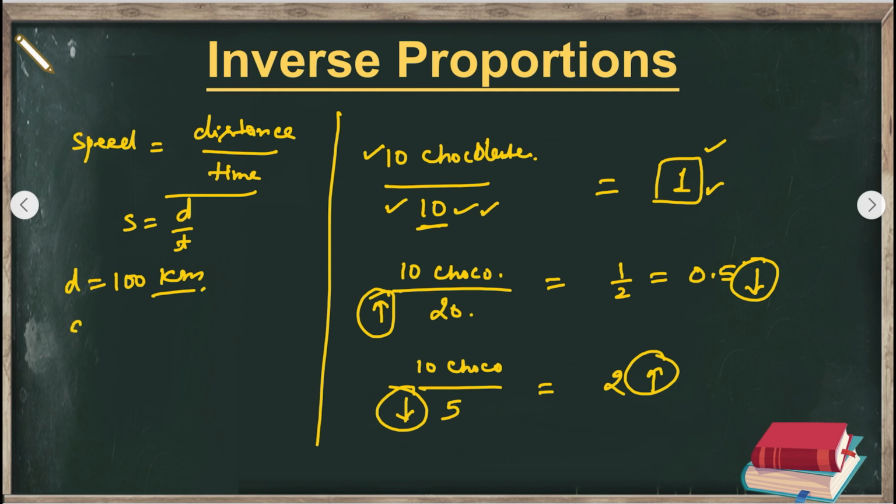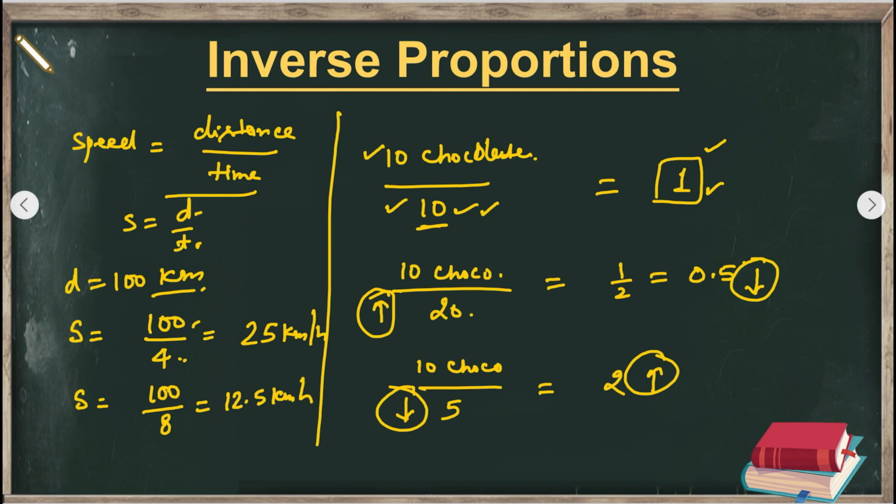We are covering 100 kilometers, and we want to cover this distance in 4 hours. That is, distance is 100, time is 4 hours, so 100 divided by 4 gives 25. That means our speed should be 25 kilometers per hour. Now let's increase the time from 4 to 8 hours. Again the distance is the same. In that case, our speed will be 12.5 kilometers per hour.